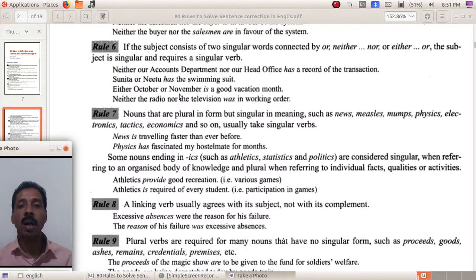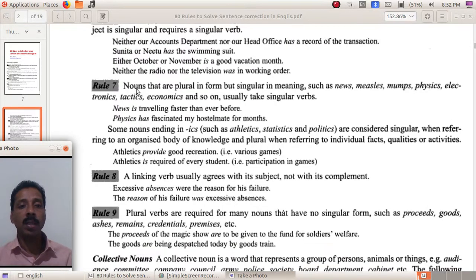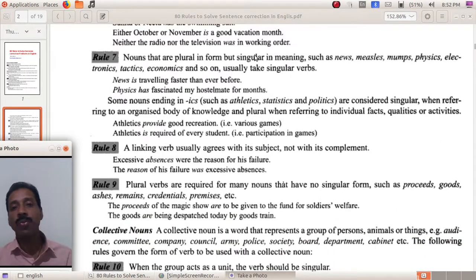Either October or November is a good vacation month. Two singular nouns connected using either or. Neither the radio nor the television was in working order. So you have to keep in mind these expressions used to connect, these compound conjunctions, neither nor, either or, etc.